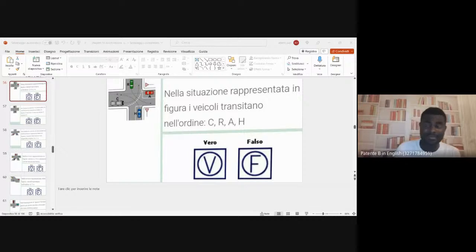Guys, and the answer to this question is true. C will pass first because we don't consider the right of C. On the right of C, we have H and A, and those roads all have direct precedenza, so those vehicles will pass last. Between C and R, C passes first, and then R will go. And between A and H, having direct precedenza, A will be the third vehicle to go, and lastly, H will also move in.